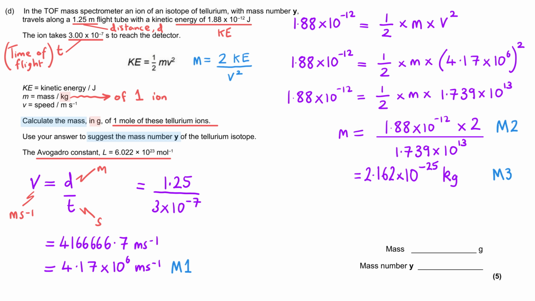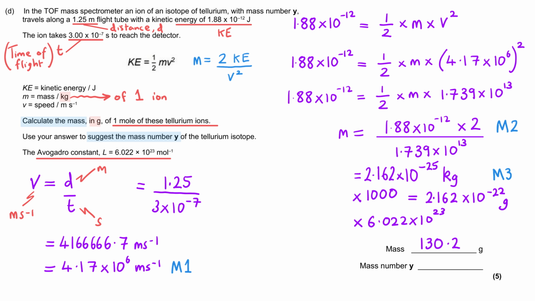The first thing that we need to do is convert the mass from kilograms into grams by multiplying it by 1000. But this is still the mass of one individual ion, and we want to convert this into the mass of a mole of ions. And so the next thing that we need to do is multiply this number by the Avogadro constant, 6.022 times 10 to the 23. And when we do this, we get an answer of 130.2 grams for 1 mole of these ions.